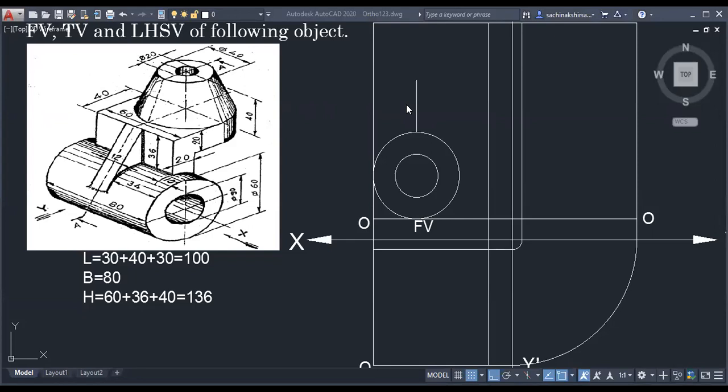It is 70. How come 70? Because this 40 is already given. 40 plus remaining 30 will be how much? 40 plus 30 means 70. Very good. So horizontally I have to move 70.